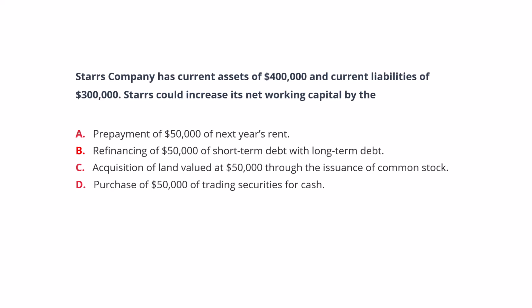This particular question says the Star company has current assets of 400,000 and current liability of 300,000. Star could increase its net working capital by what? If you want to increase your net working capital, what do you do? Well, in this case, you should refinance your short-term debt with long-term debt, because once you reduce your short-term debt, your working capital is increased. Increasing long-term debt has no impact on your working capital. All right, so that's what you should do. The other three are not going to increase your working capital.